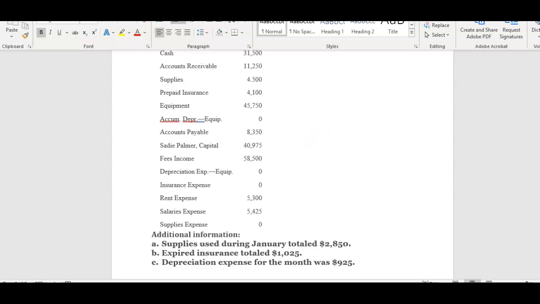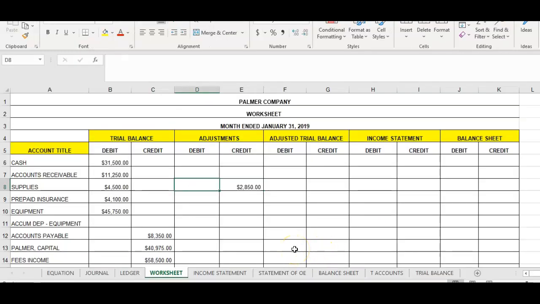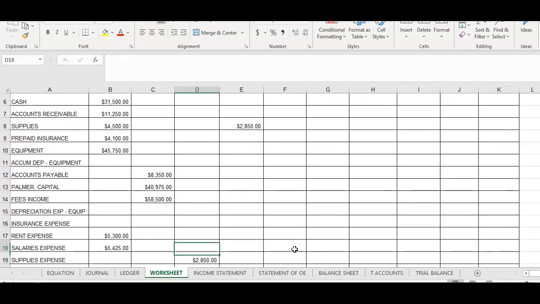So on our worksheet in the adjustment section, we are going to debit insurance expense for the $1,025, and we're going to credit prepaid insurance for $1,025. Your adjustments must always be in balance. The total amount debited for each adjustment must equal the total amount that we're going to credit.